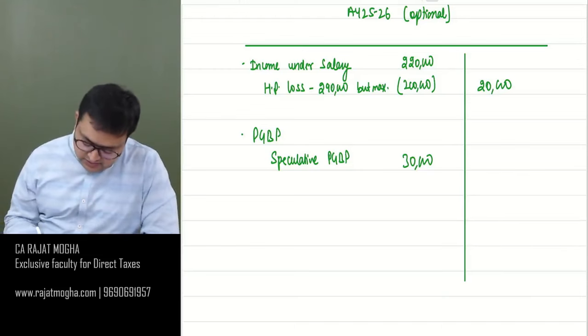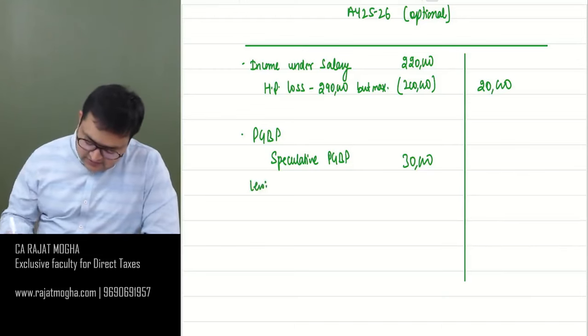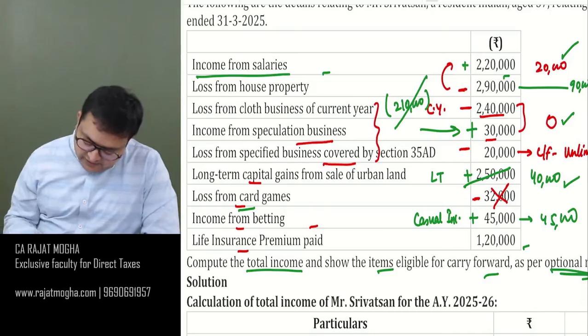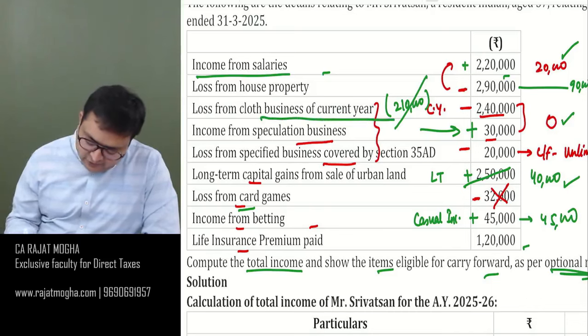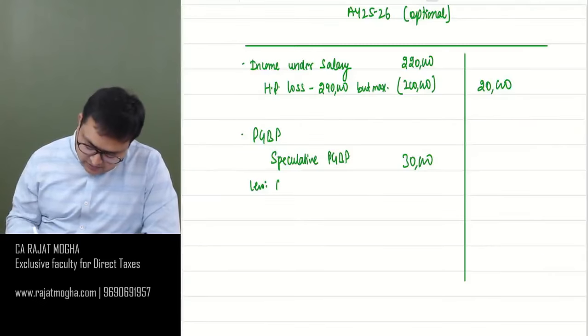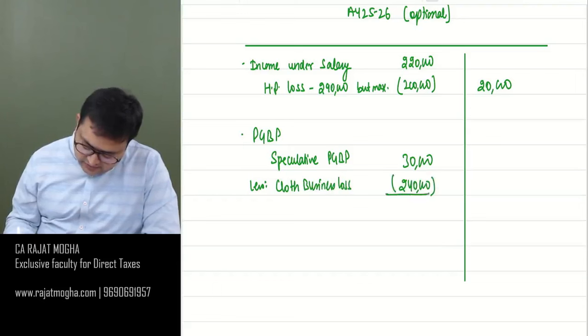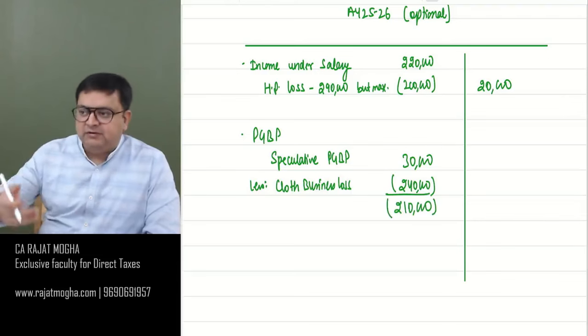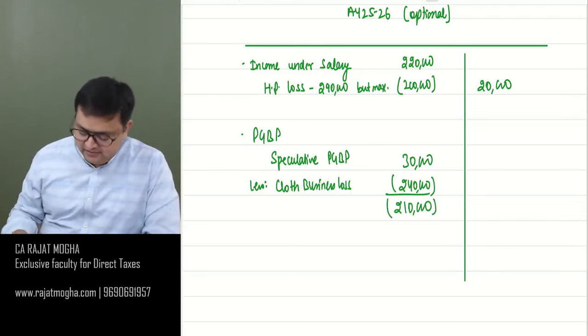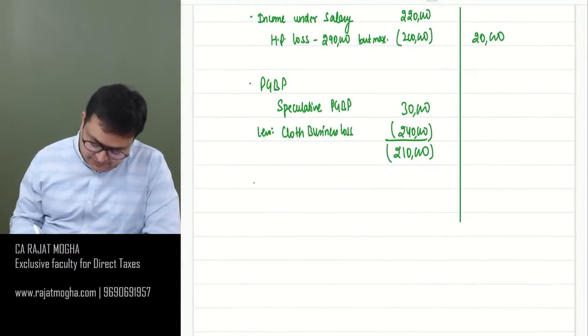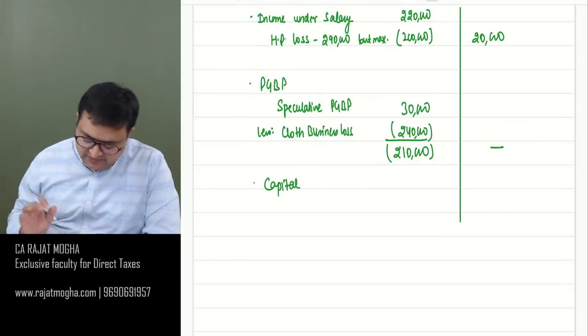Then less, we have cloth business loss 240. Still we have a loss of 210,000. That we'll be using in capital gain. PGBP will become 0.